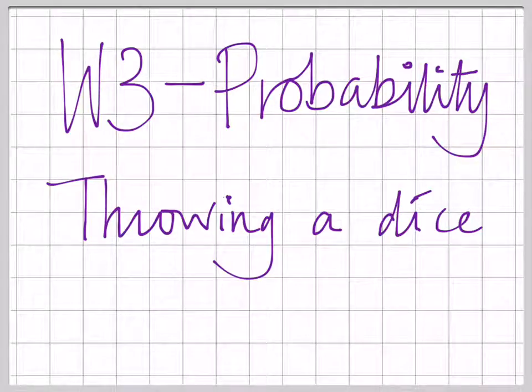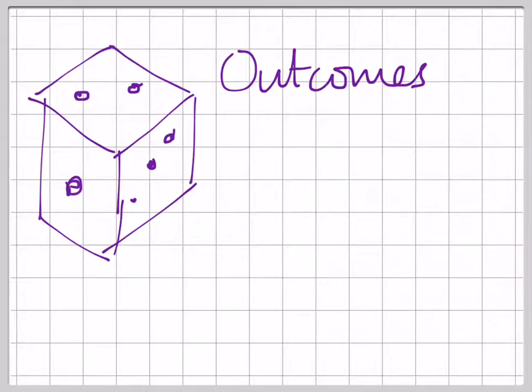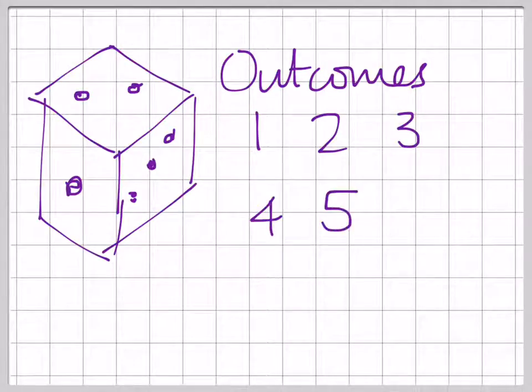W3, the probability when throwing a dice. When throwing a dice, we're talking about a six-sided dice that goes from 1 to 6. So the outcomes can be 1, 2, 3, 4, 5, or 6. There are other types of dice that you can throw, but this is what normally gets asked about. But always be careful when you're reading the question because it might say a 10-sided dice.